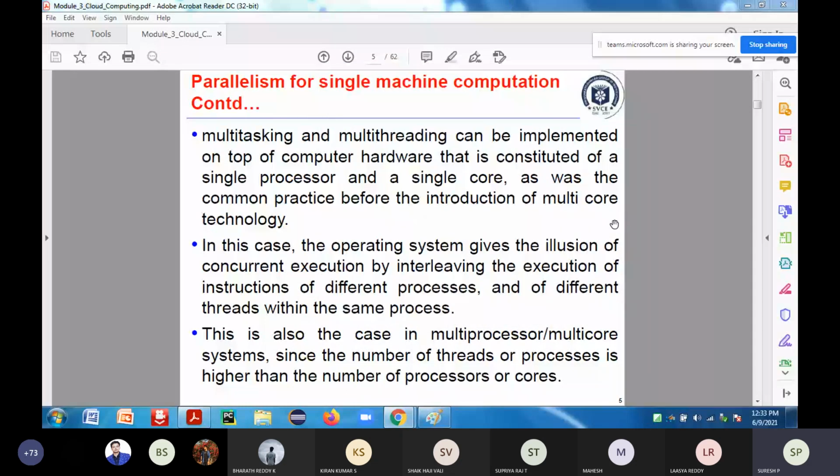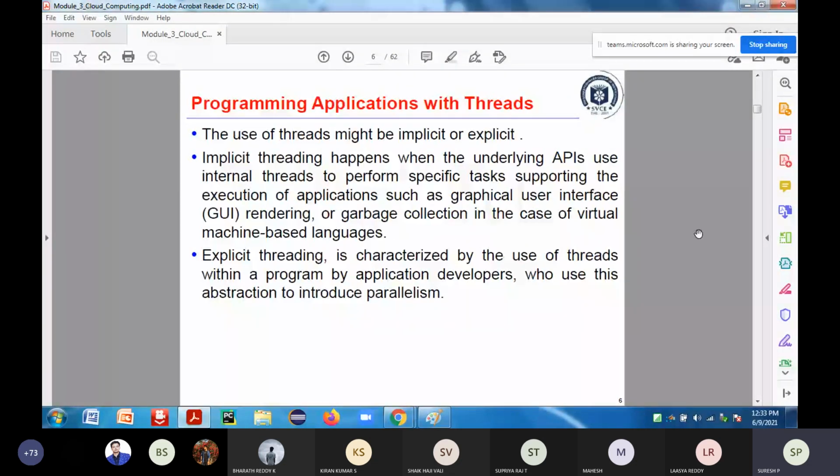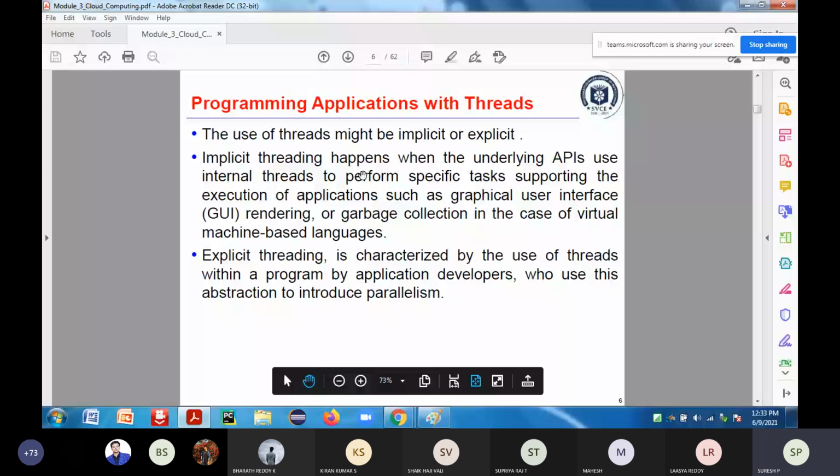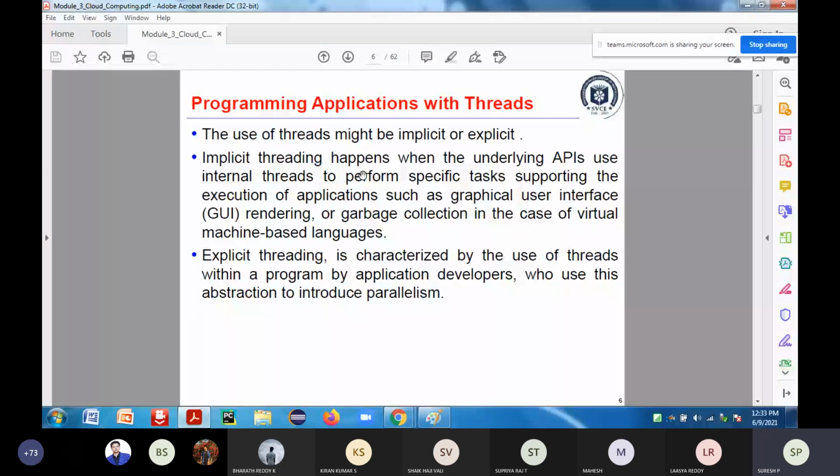Next, when it comes to parallelization, how do we program applications with threads? Why do you have to go with a thread? Before going for a thread, I should know what a process is. A process is nothing but a program in execution. So what does that particular process contain, what is it all about?